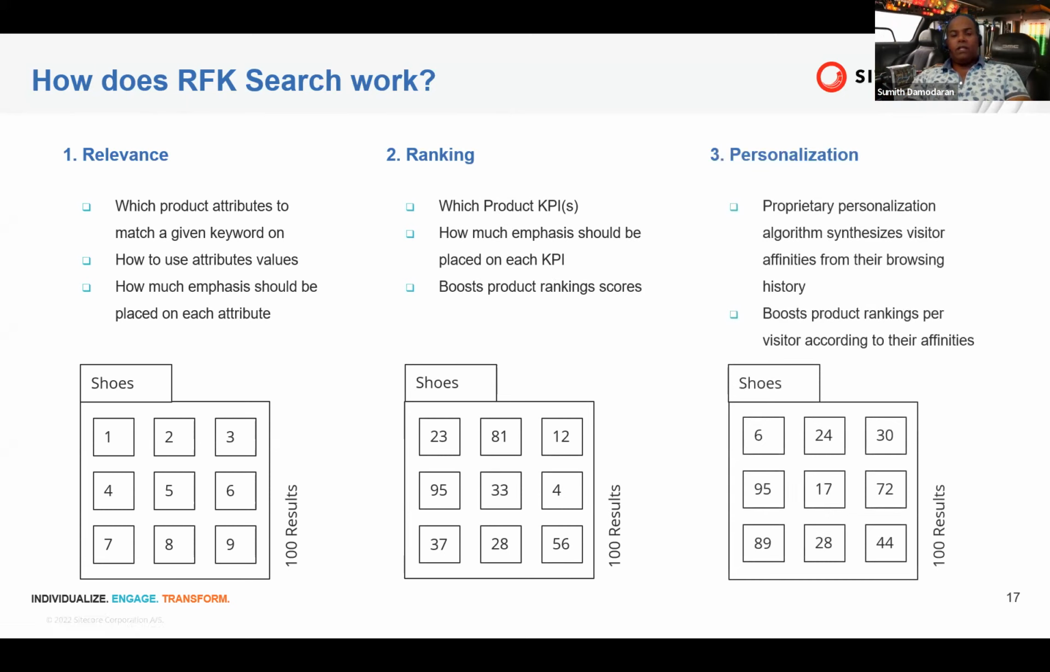The next thing is, as I said, Discover as a platform is about the intent of a particular user. It emphasizes the current shopper's purchase intent. So a proprietary personalization algorithm comes into play, where we look into browsing history and affinities, and boost product ranking per visitor according to what they tend to buy.